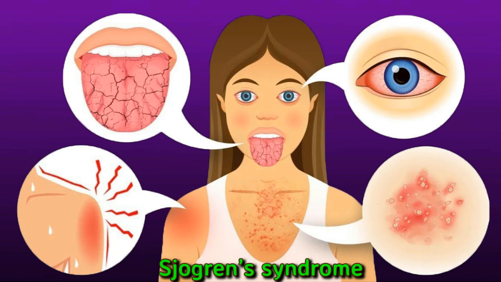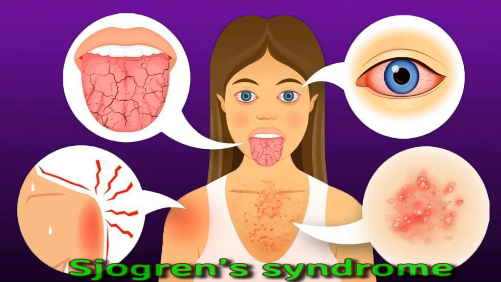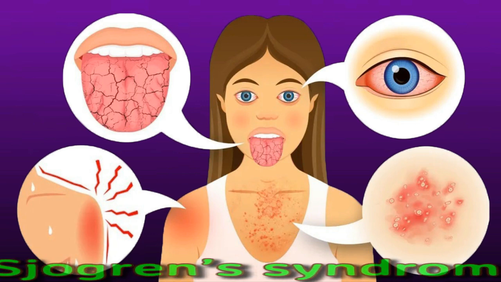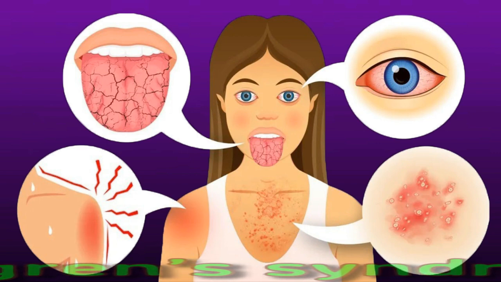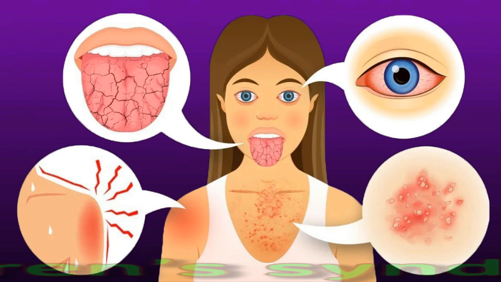Other symptoms of Sjogren's syndrome include excessive dryness of the mouth and nose, a chronic cough, vaginal dryness, dry, itchy or burning eyes, numbness or tingling in the hands and feet, fatigue, blurry vision, difficulty swallowing or speaking.